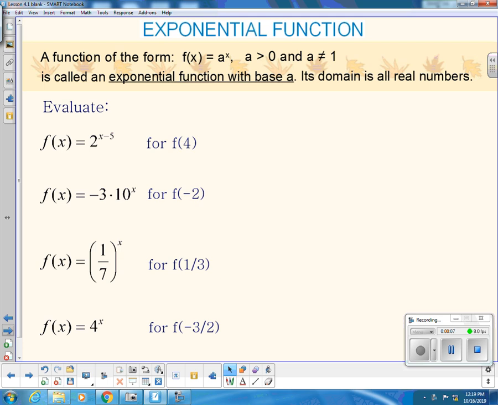An exponential function is when you have a base that is bigger than 0. It can't be a negative base and it can't be a 1. And your exponent is an x or a variable of some sort.